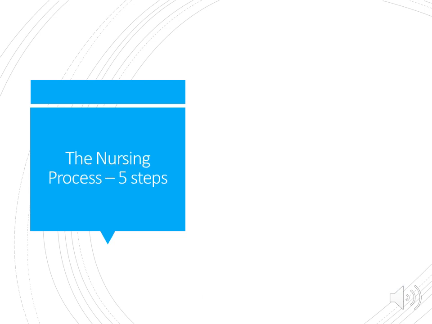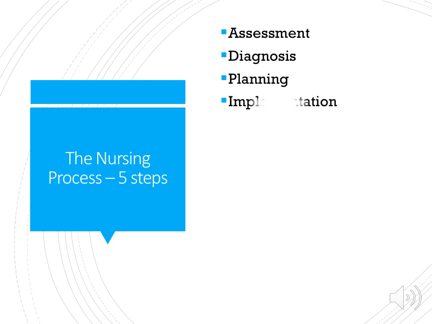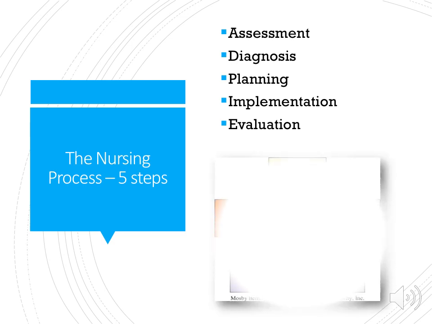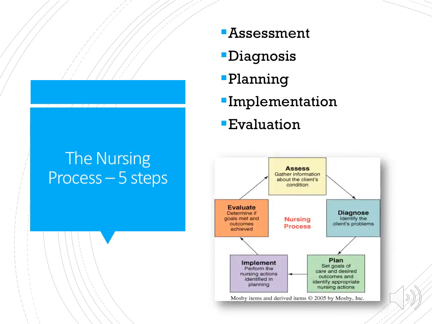So the 5 steps of the nursing process are assessment, diagnosis, planning, implementation, and evaluation. We will break down each of these components, but if you look at it as a process, it's what you do as a whole. So one of these will not work alone. We need to be doing all of them together in this process.